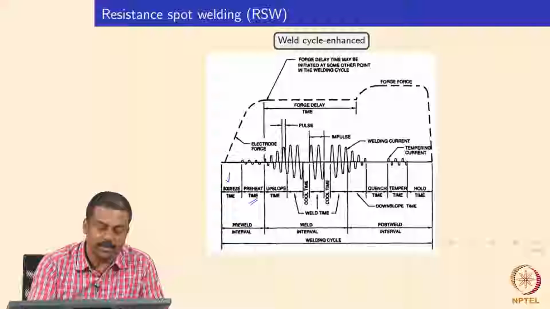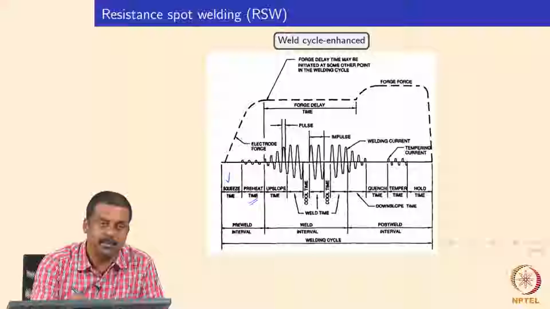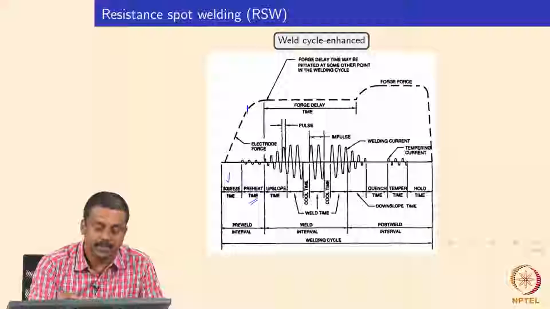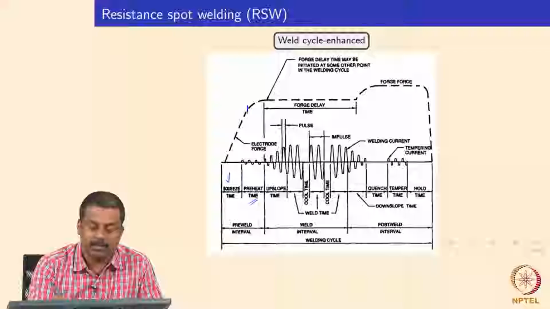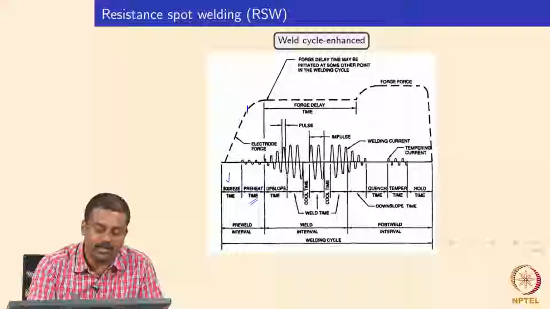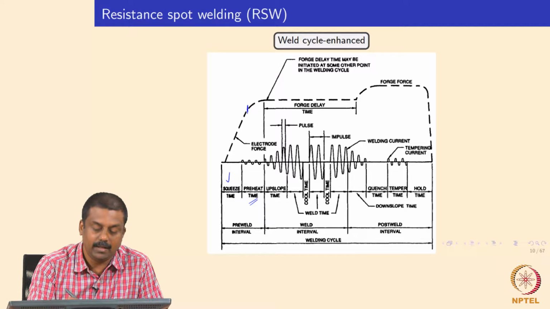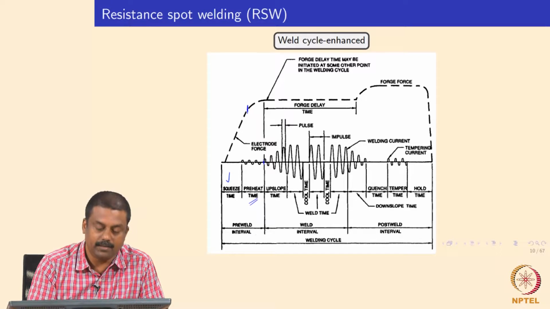For example, you start applying a load initially to keep the faying interfaces in position, and then instead of passing full current, the amperage, we can apply a small short pulse in order to preheat your workpiece, your sheets. Upon keeping for some time, a pre-weld interval, we can start applying the current, not as a single pulse.